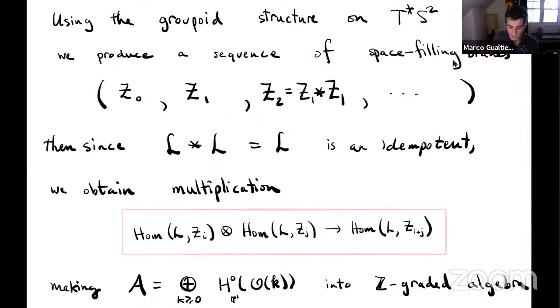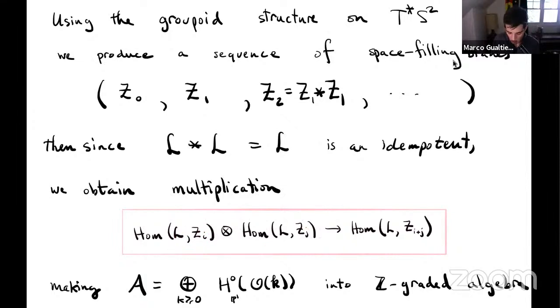So what that means is that we can take Homs between L and Zi and Hom between L and Zj, and that will have a natural map to the Hom from L tensor L, which is just L because it's idempotent, to Zi tensor Zj, which is Z(i+j) because it's a multiplicative system. So as a result of the fact that these space-filling branes form a multiplicative system, we get an algebra structure on these Hom spaces between two branes.